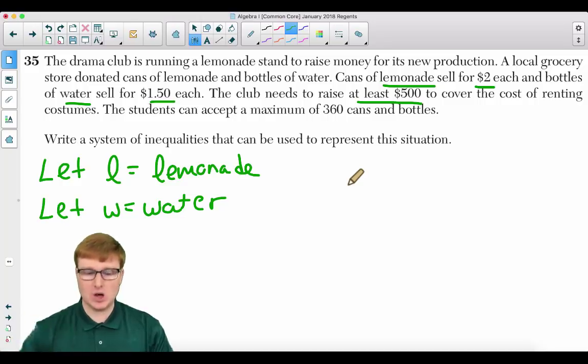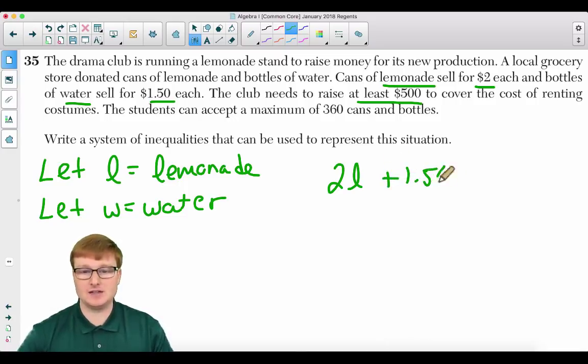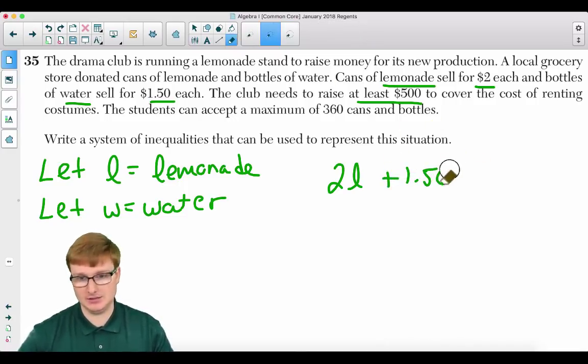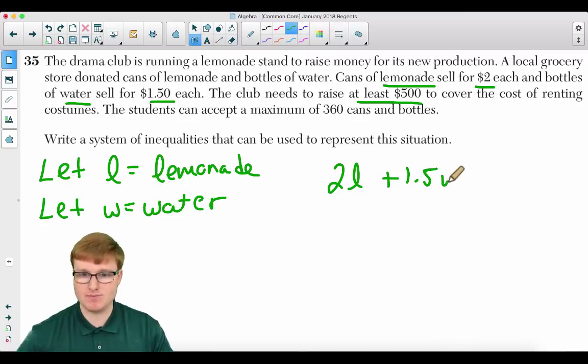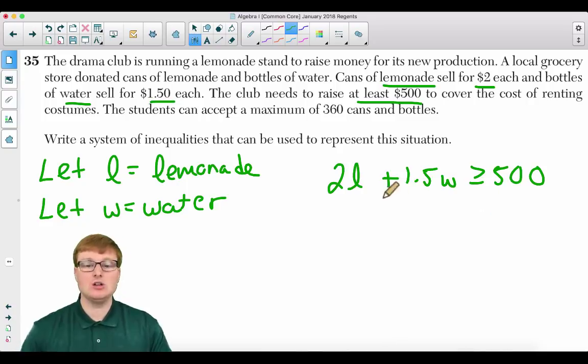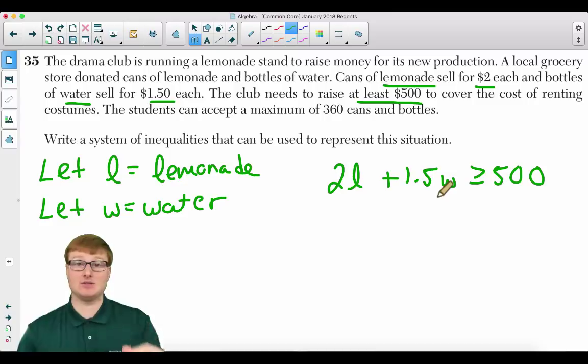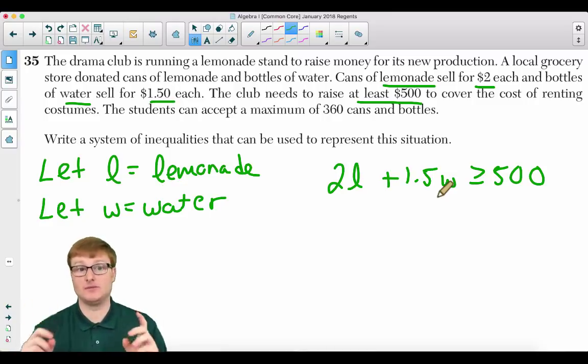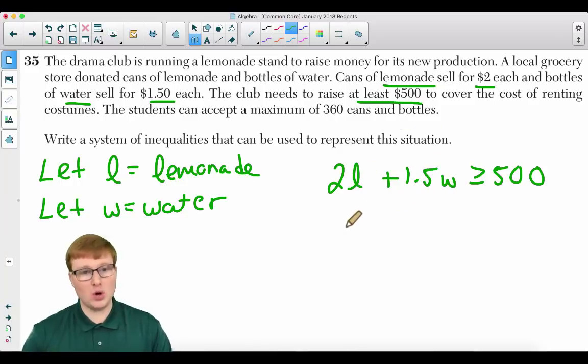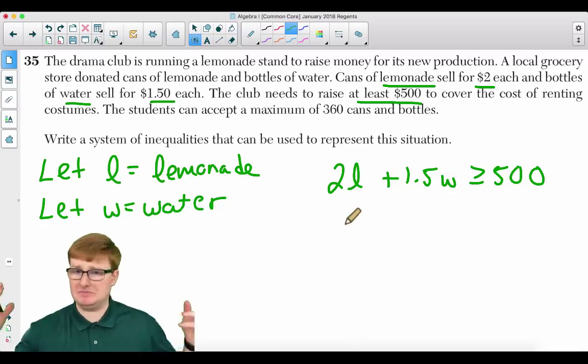So that first inequality is going to be $2 times the lemonade, plus $1.50 times W for water, and that's going to be greater than or equal to 500. So remember, L and W are the amounts that they sell for lemonade or water, either in cans or bottles. That's done. That's good.